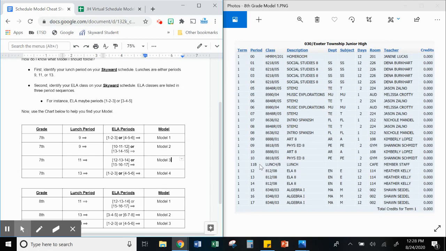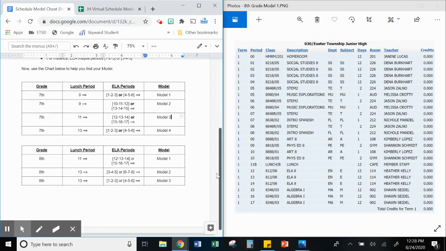Because their lunch is period 11, we'll need to know where their ELA classes are. Their ELA class is 12, 13, and 14. It could also in this schedule be 15, 16, and 17. However, if you actually look at the cheat sheet for an 8th grade student with an 11th period lunch, they will always follow our Model 1 schedule. It's nice to know where the ELA periods may reside, but the 11th period lunch will always dictate a Model 1 schedule for an 8th grade student.